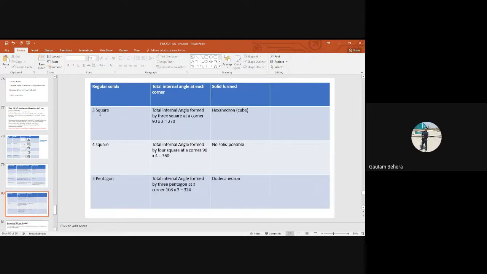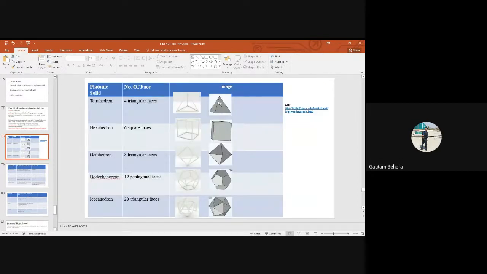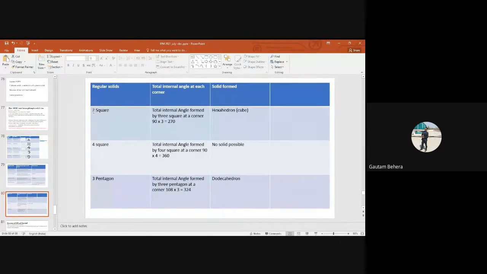Next, suppose, so you can understand, right? Equilateral triangles will lead to the formation of tetrahedron, octahedron, and icosahedron. But now square, suppose, and if you remember, I have told you minimum 3 regular polygons should be there to form a solid, right? At least 3. That's why I haven't taken any 2 or 1.